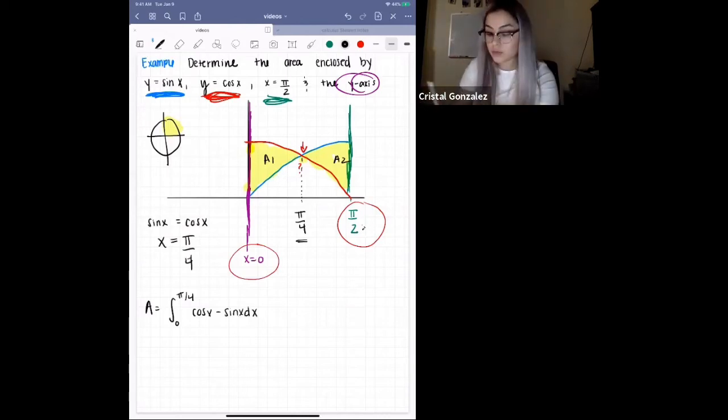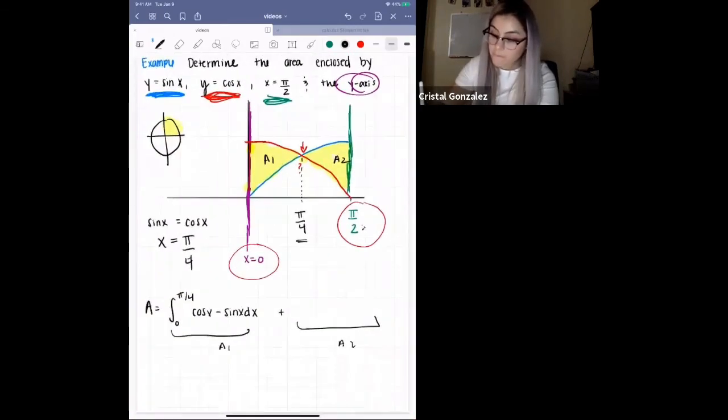But again, we're not done. The area is going to be our area 1 plus our area 2. So now if I look at this second area, my integral here is going to be from pi over 4 to pi over 2. But now the roles of my top and my bottom function switch.